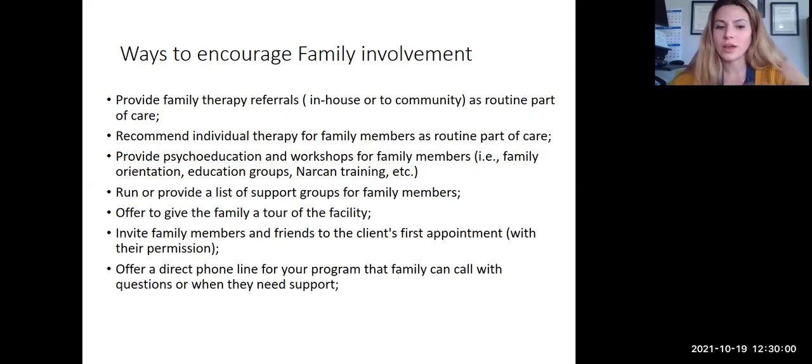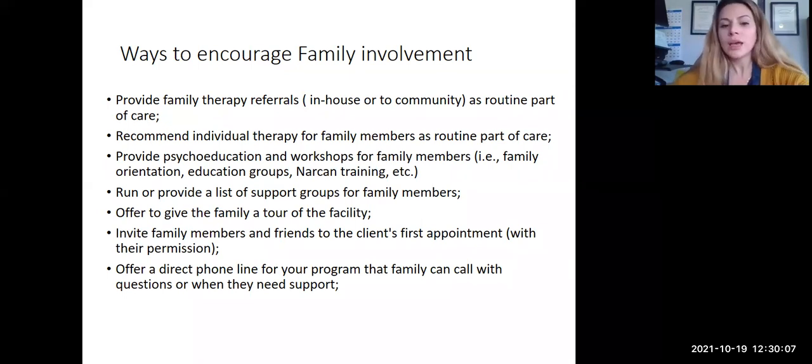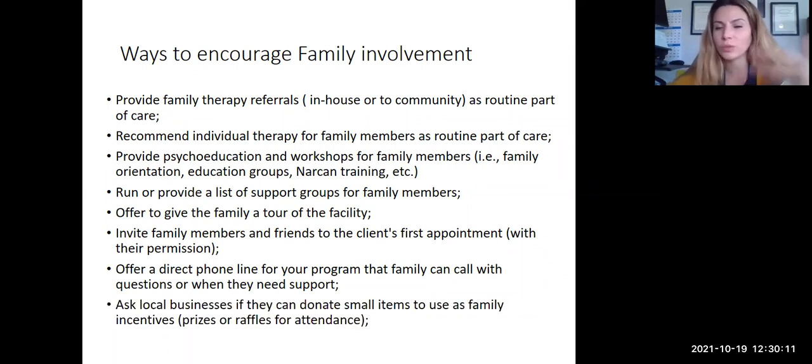Inviting them to be part of that first appointment, of course, with their permission, any treatment planning appointment, psychoeducation appointment, and then offering a connection. If you have a question, feel free to call our clinic. We'd be happy to answer that for you. Obviously, you're not going to provide specifics about the patient's care, but general information about the clinic, about the program that you're running, the services that are being provided.